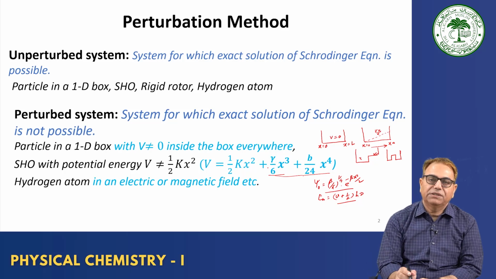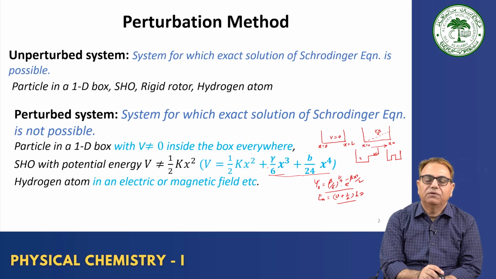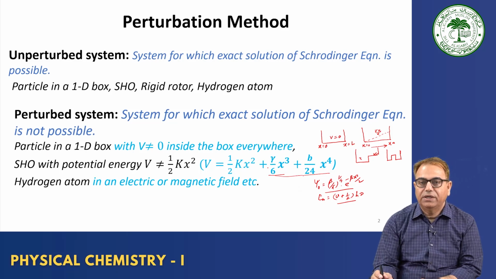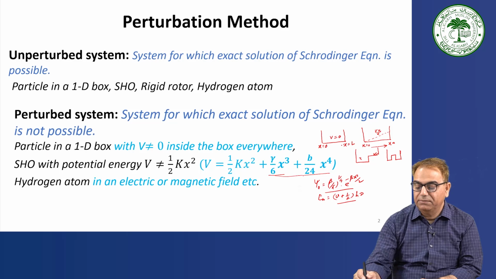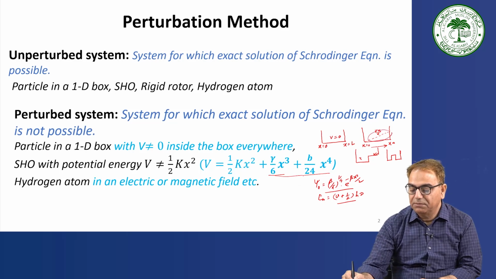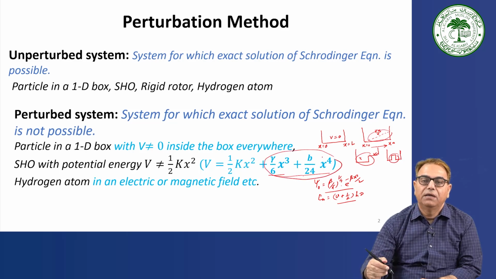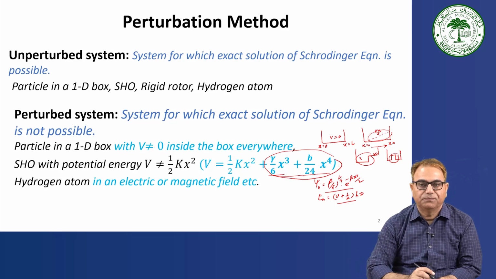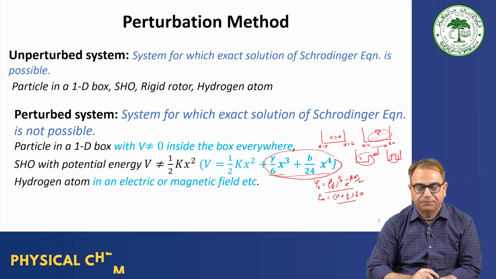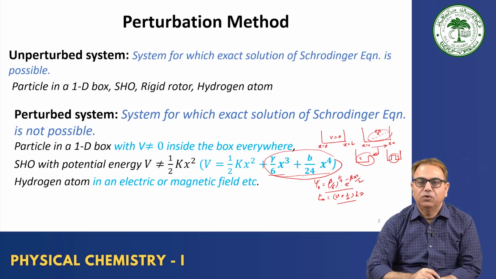So again, for this the base system is known to you, the exact solution is available, and what you have to determine is how these disturbances, these are the perturbations, will influence the energy and the eigenfunction, the eigenvalue and the eigenfunction for the system. Okay, that's the scope of perturbation method.